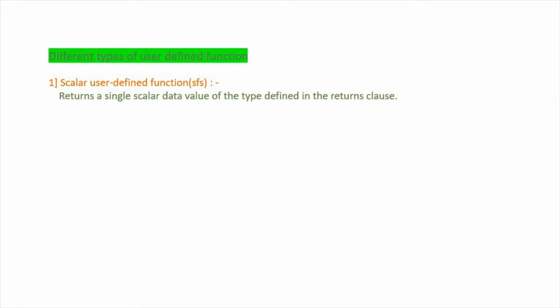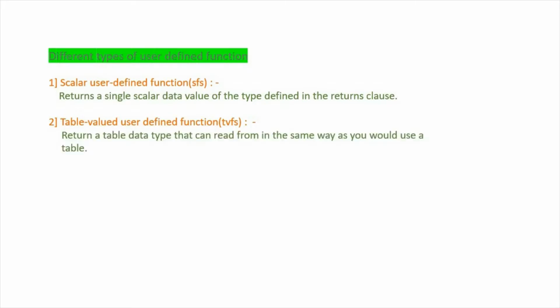Different types of user-defined functions. 1. Scalar user-defined functions (SFs) return a single scalar data value of the type defined in the RETURNS clause. 2. Table-valued user-defined functions (TVFs) return a table data type that you can read from in the same way as you would use a table.